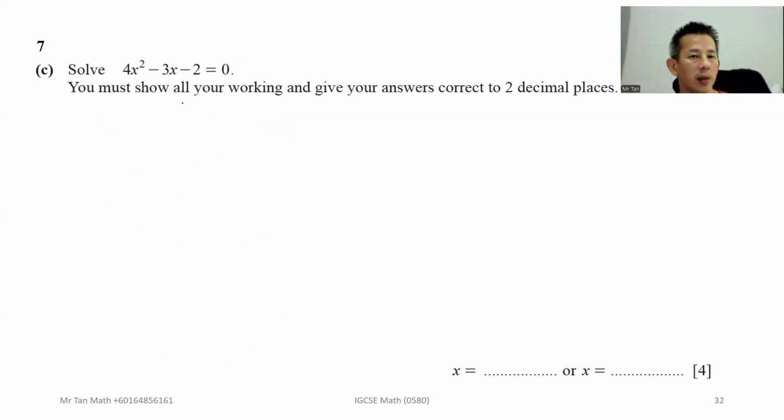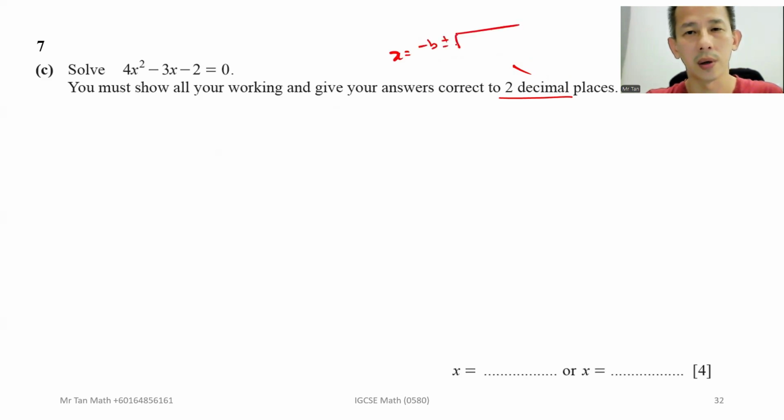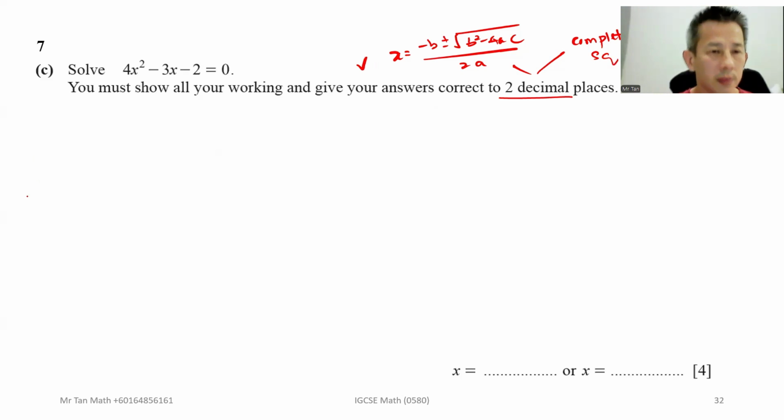Solve 4x squared minus 3x minus 2 equals to 0. You must show all your working and give your answer correct to 2 decimal places. If the question asks for 2 decimal, you either use a formula, which is x equal to minus b plus minus square root of b squared minus 4ac over 2a, or you can use completing square. So I will choose this.